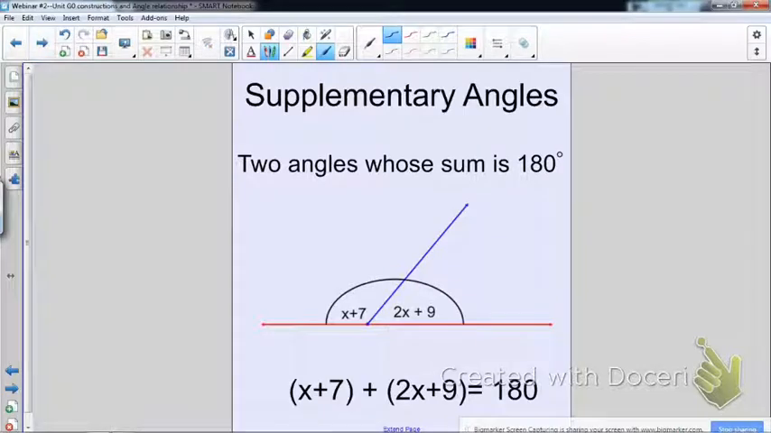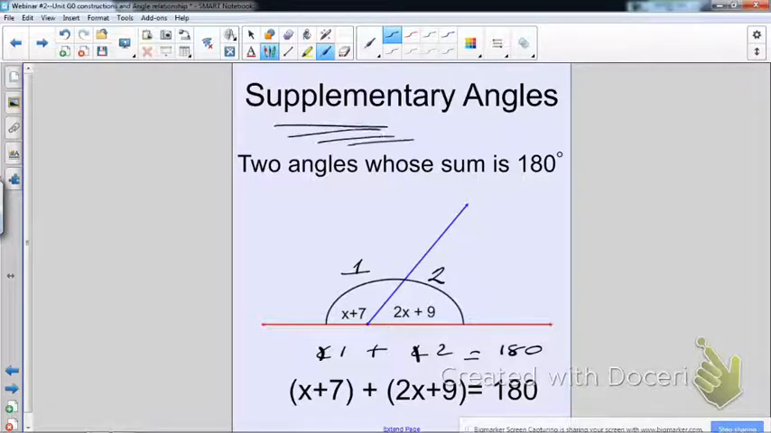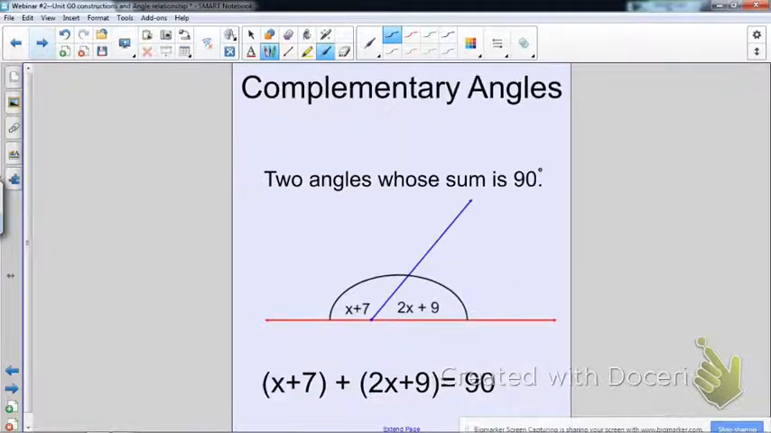Okay. Supplementary angles means that you have two angles. We'll call this one angle 1, and this one will be angle 2, and you are basically adding angle 1 plus angle 2, and you set them equal to 180. It's really, really that simple when we talk about supplementary angles. And you should know this by now because even in Unit G2, we're still talking about that one, right? So be aware of that.